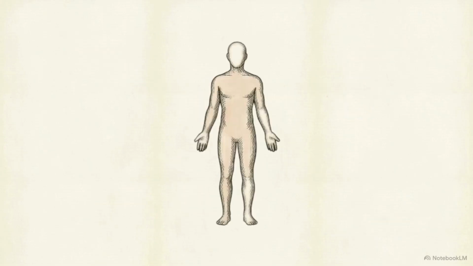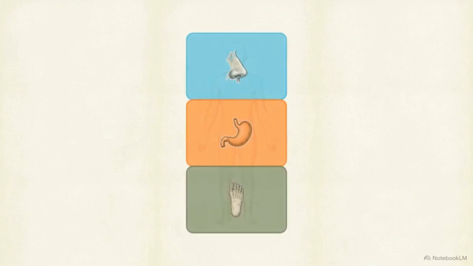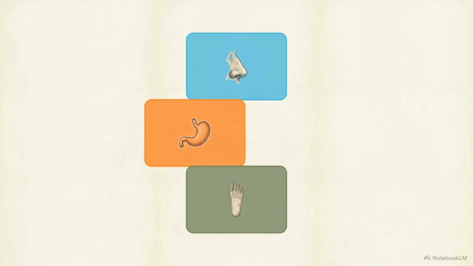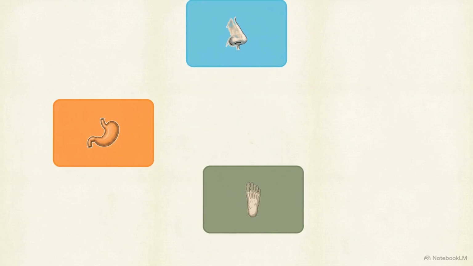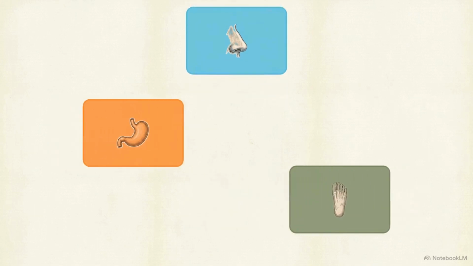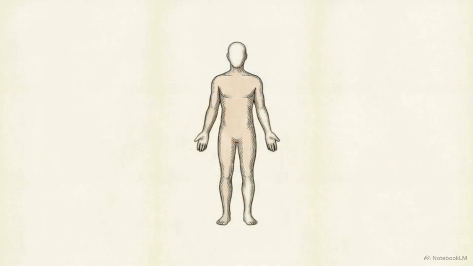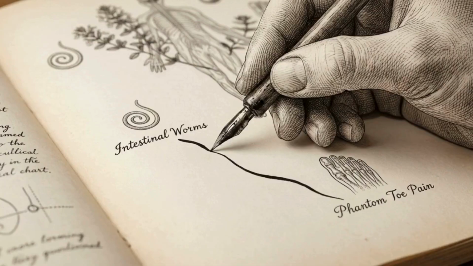Notice how this diagram splits the human body into isolated jurisdictions. A standard medical approach would send this patient to a gastroenterologist for the worms, an ENT for the polyps, and a podiatrist for the toe. But what if we treat the body as a single entity? What if these bizarre ailments are actually highly specific data points pointing to one unified condition? The challenge is identifying the hidden thread that connects these wildly scattered biological anomalies.